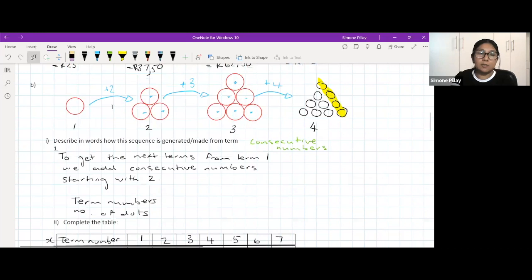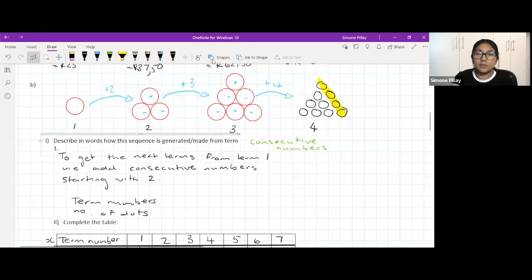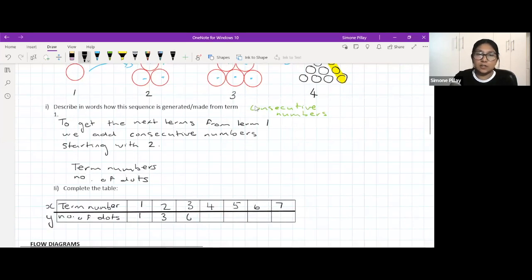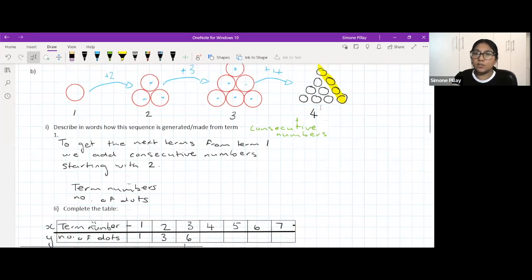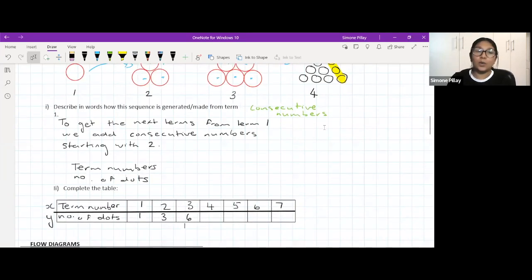Let's check. In term 1, we had 1 dot. In term 2, how many dots did we have? 1, 2, 3. We had 3 little dots. In term 3, we had 1, 2, 3, 4, 5, 6. 6 little dots. And in my lovely drawing of term 4, we have 6, 7, 8, 9, 10. We have 10 dots.